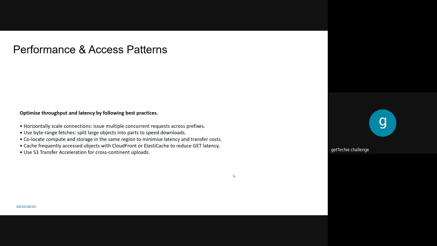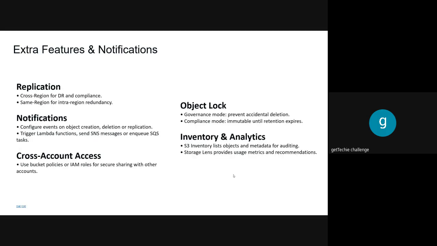Then cache frequently accessed objects with CloudFront or ElastiCache to reduce GET latency. This is actually when we are using that object as a website. So we'll be seeing that, we will actually be using CloudFront for that today. Then use S3 Transfer Acceleration for cross-continent upload. Yeah, I know I'm fast because we are looking at time.